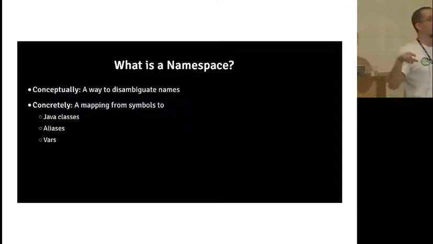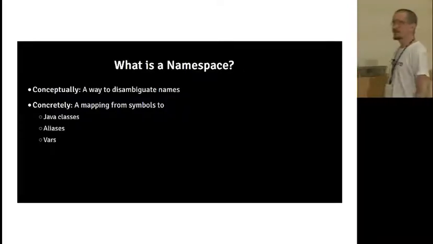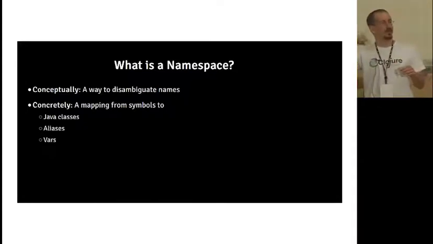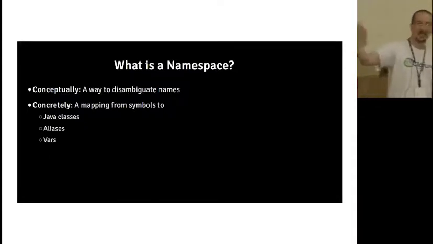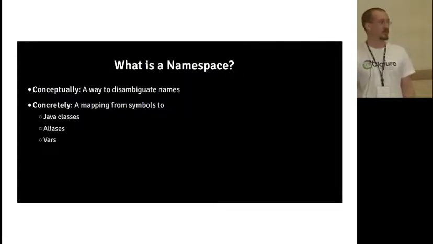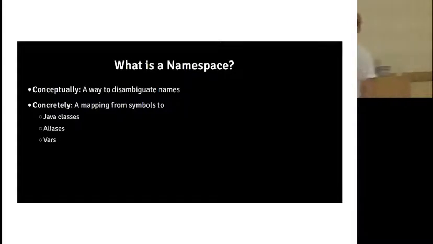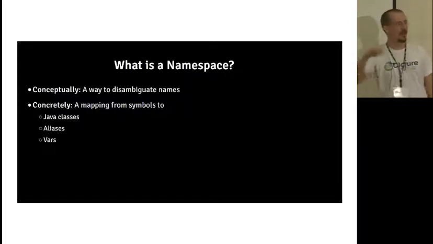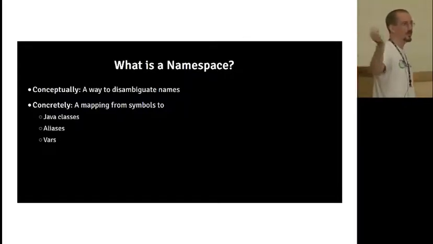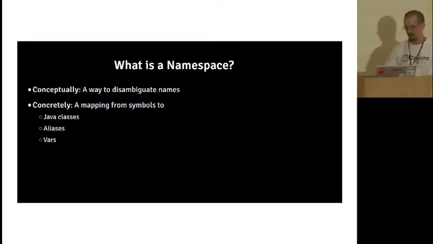Aliases. We saw this already with require. Remember, require is load. You could say require net.cgrand.enlive-html as html. That's an alias. Where is that alias kept? In a namespace. Right, wherever you said require, you're in some namespace. That namespace now has an entry that says html means net.cgrand.enlive-html. Okay? And it can also point to vars. A symbol can also refer to a var.